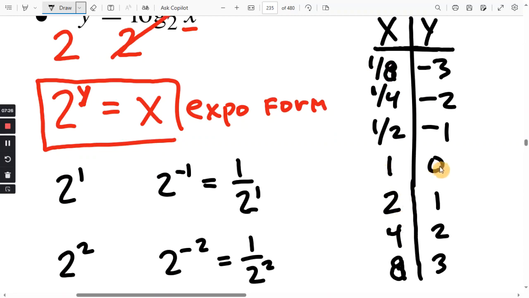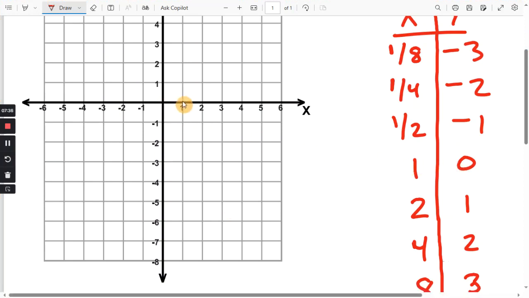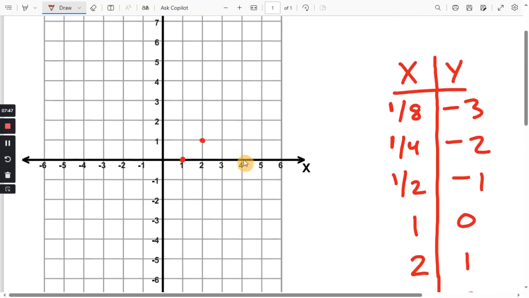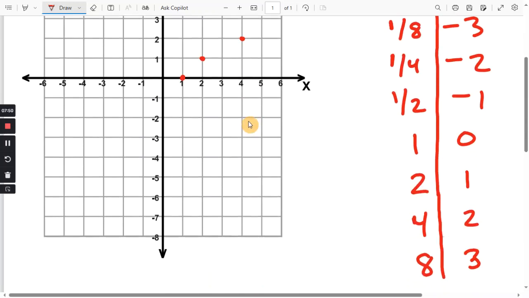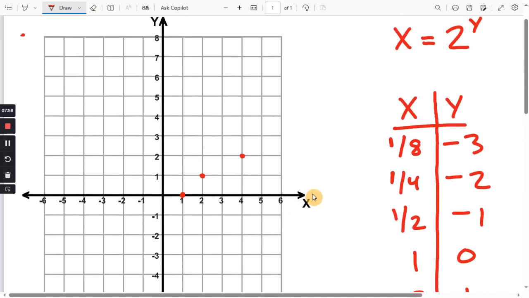This is the exponent. 2 to the 0 is 1. Yes, everything else is correct. All right, at x equals 1, we have y equals 0. So x equals 1, y equals 0. All right, at x equals 2, y equals 1. X equals 4, y equals 2. And at x equals 8, y equals 3. So x equals 8 would be about right here. Okay, and y equals 3, it's about right there.